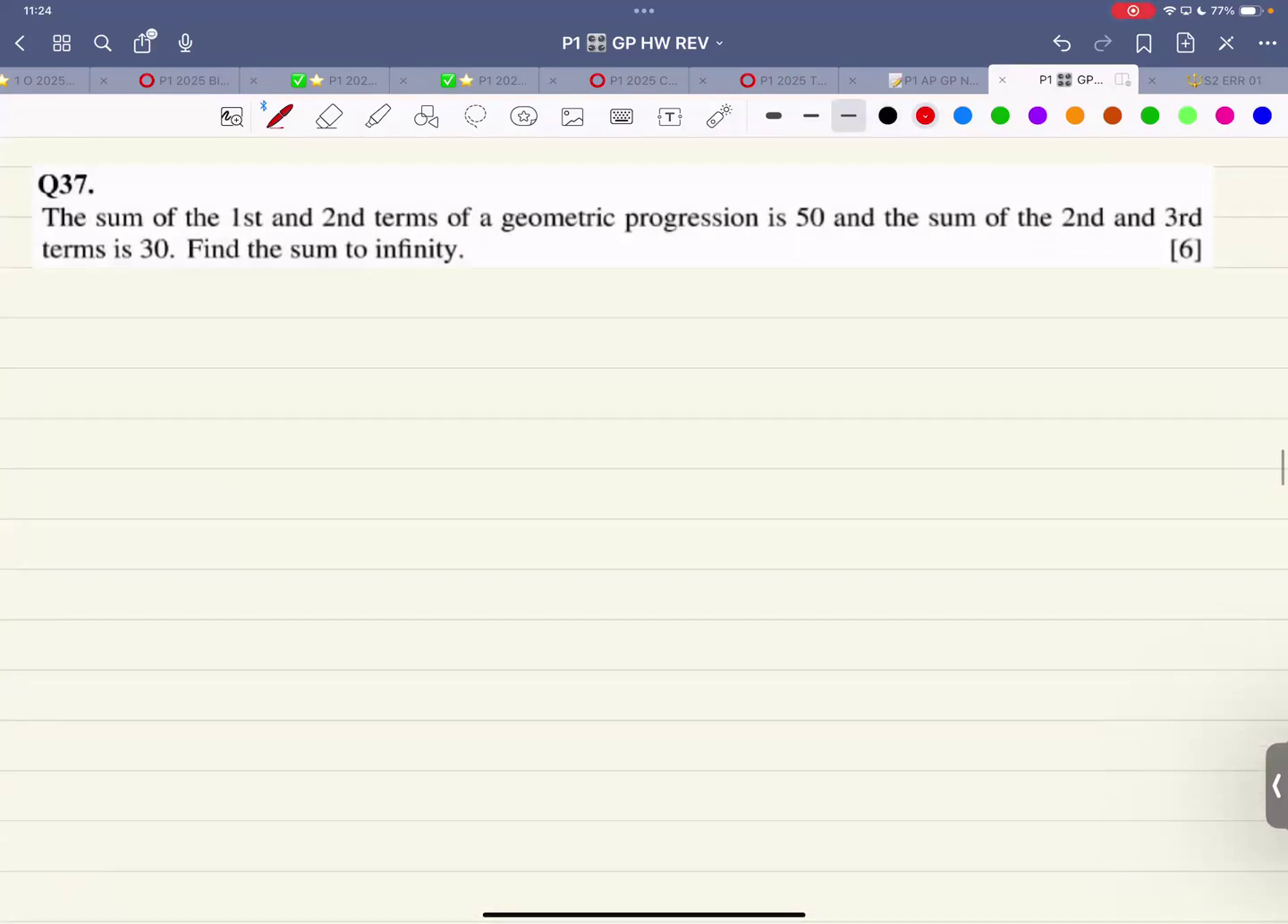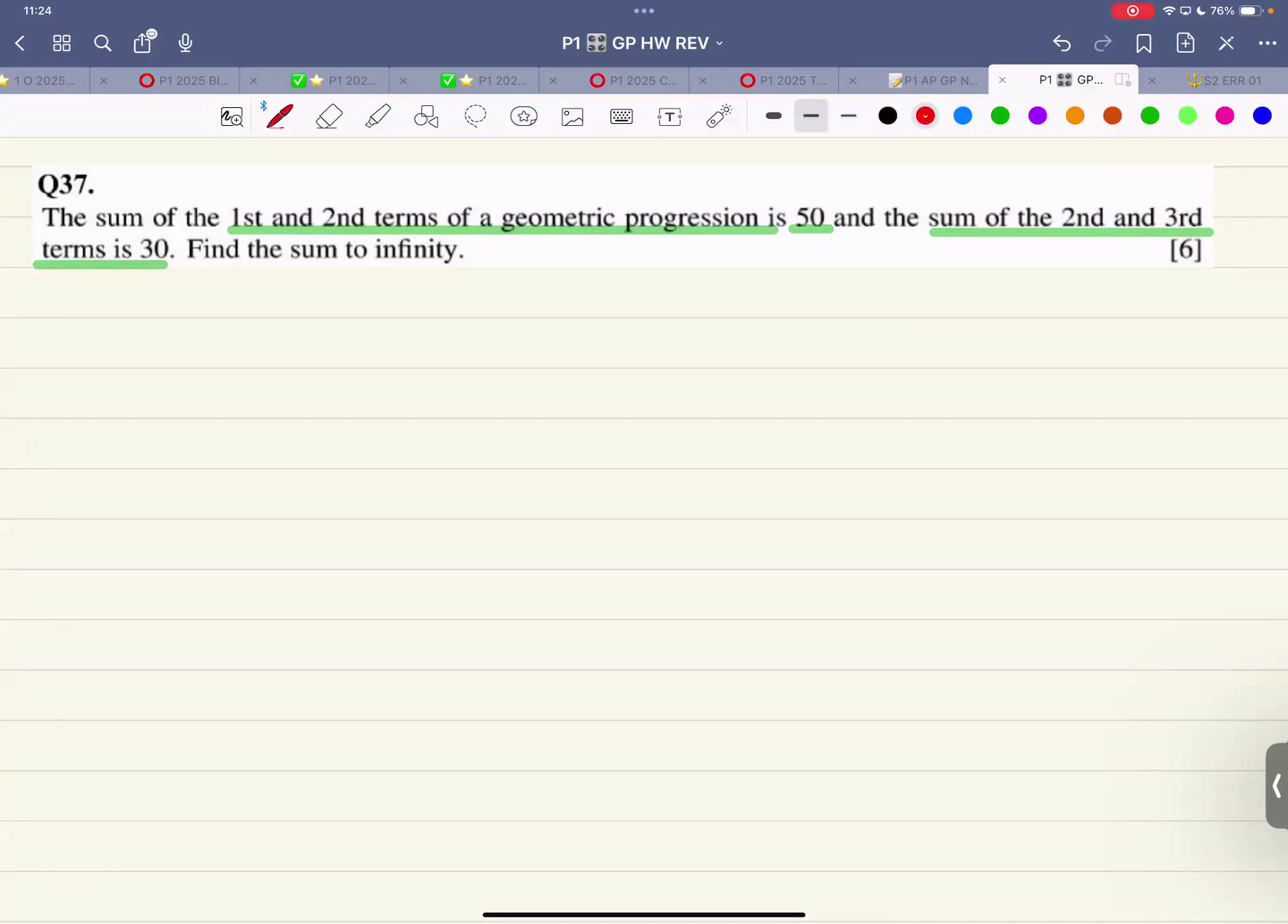This one, the question says the sum of first and second terms of a GP is 50. The sum of second and third term is 30. Find the sum to infinity. Did we solve a question like this? I think so. It was not related to sum to infinity. It was related to A and R. Let's have a good double check.